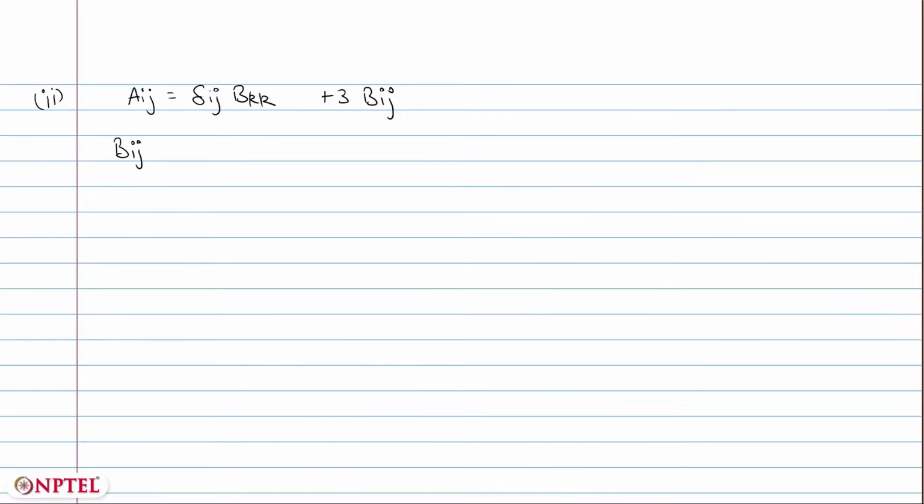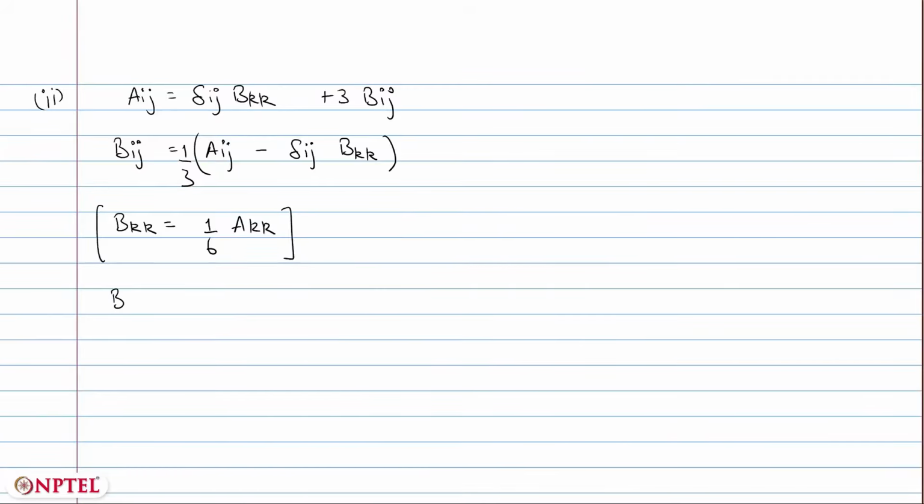So we can write Bij as Aij minus delta ij times Bkk, and there's a 1/3 of this. Now we just found out that Bkk was given as 1/6 of Akk. So we'll substitute that here.